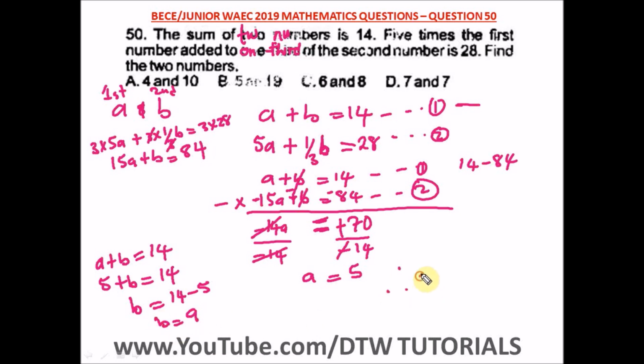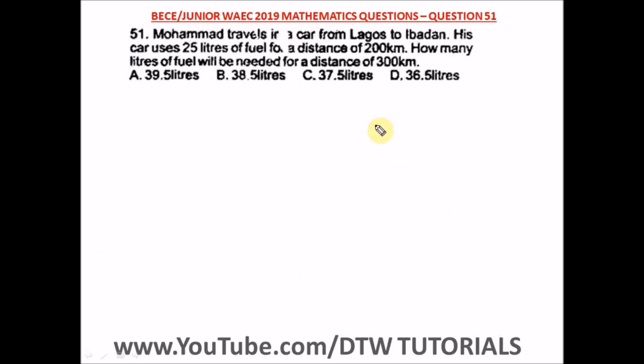So therefore, A is equal to 5 and B is equal to 9. So our answer is 5 and 9, and our right option here is option B, which is 5 and 9. Our right option is option B.